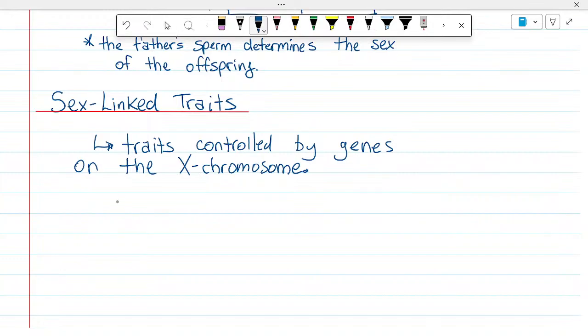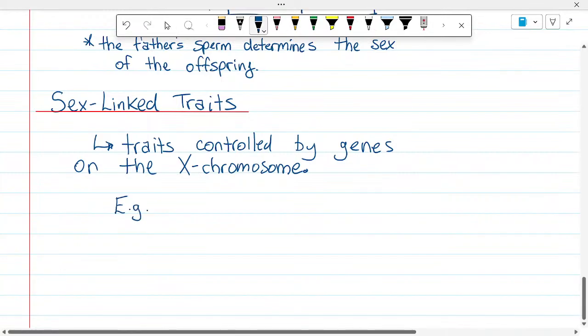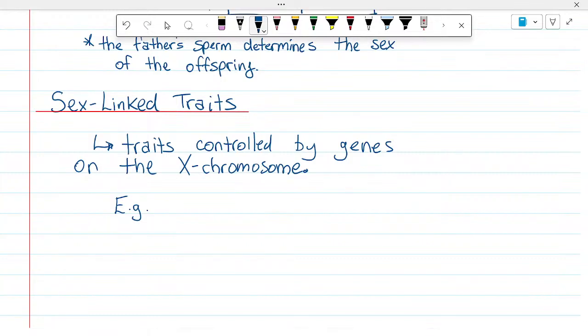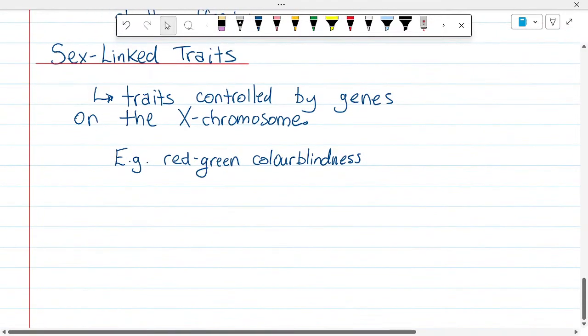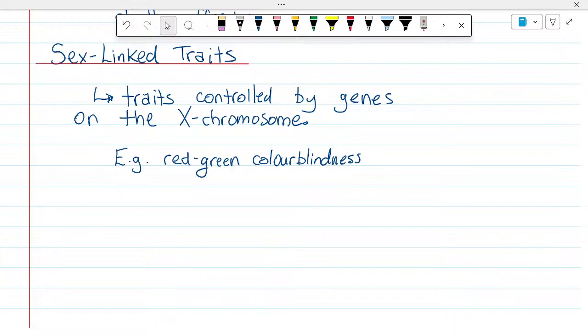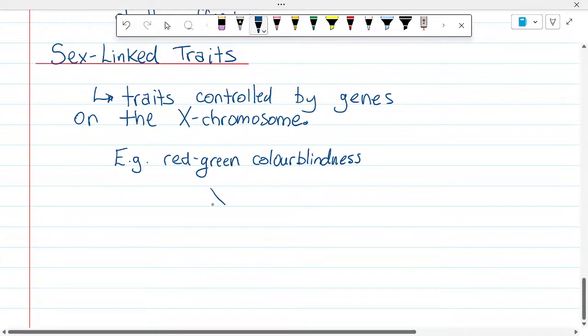So let's use an example. Does anyone know the most famous example of a sex-linked trait? Very good, red-green color blindness. So this is found on the X chromosome, and when it's found on the X chromosome, we have to make note of that if we're going to try to track genetics. So we're not just going to say big N for normal color vision. We're going to say X big N refers to normal color vision.